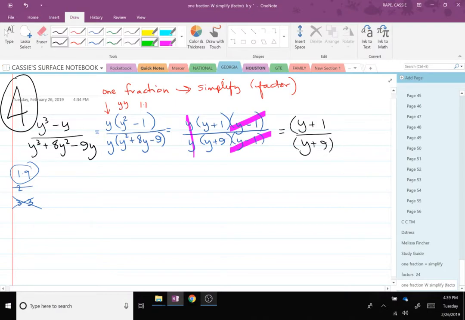I put the parentheses to remind myself, don't cancel those y's. You can't do that. That's not true. Okay? And that's the answer.